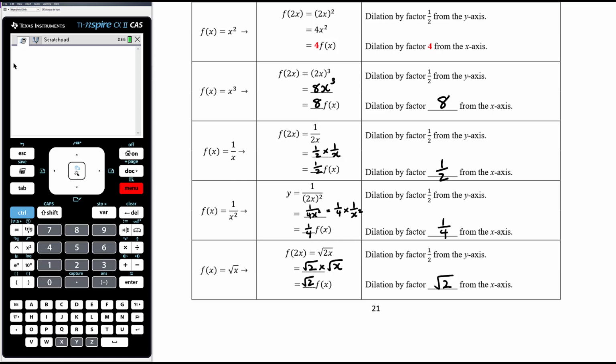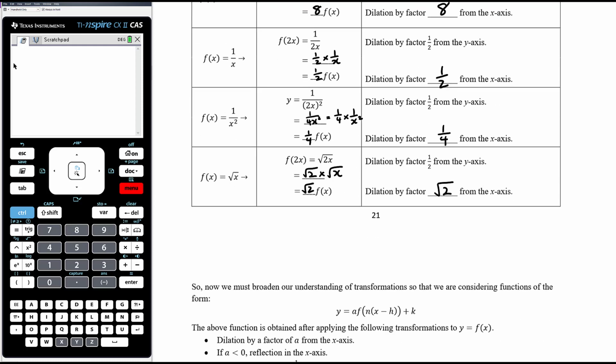As I mentioned though, there'll be lots of functions. Exponentials will be other examples. If we've got y equals 2 to the power of 3x, we actually can't expand that out. If we've got sine or cos functions, we can't expand that out. We have to be able to think in terms of dilation from the y-axis.